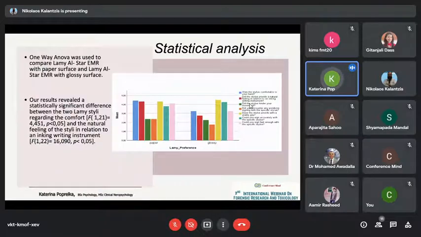One-way ANOVA was used to compare the LAMY AL-star EMR with paper surface and the LAMY AL-star EMR with glossy surface. Our results revealed a statistically significant difference between the two LAMY styli regarding the comfort and the natural feeling of the styli in relation to an inking writing instrument. As you can see in the bar chart, the differences between the two LAMY styli concerning comfort and natural feeling are depicted quite clearly. The rest of the differences were quite subtle.